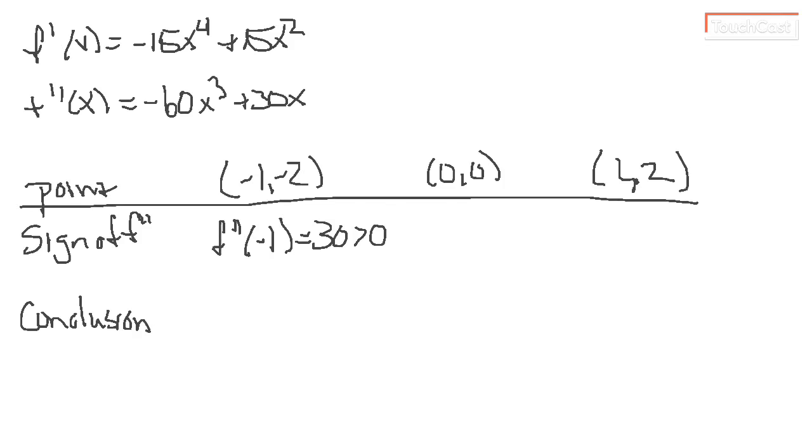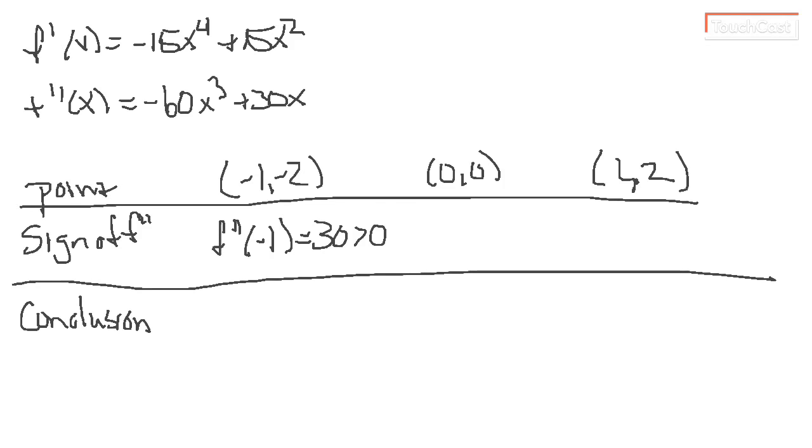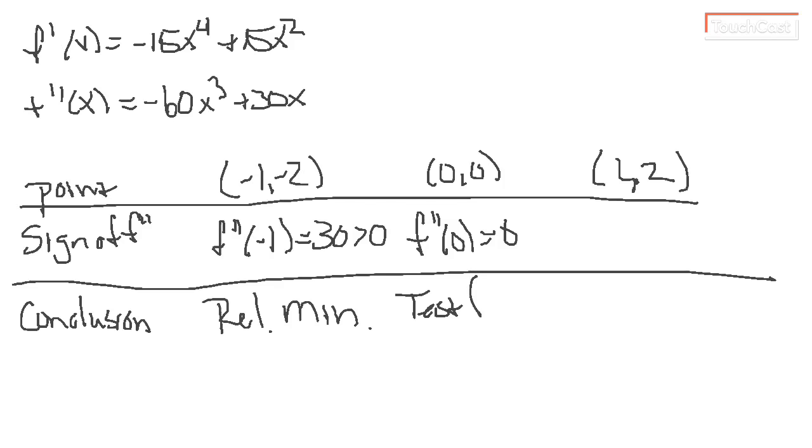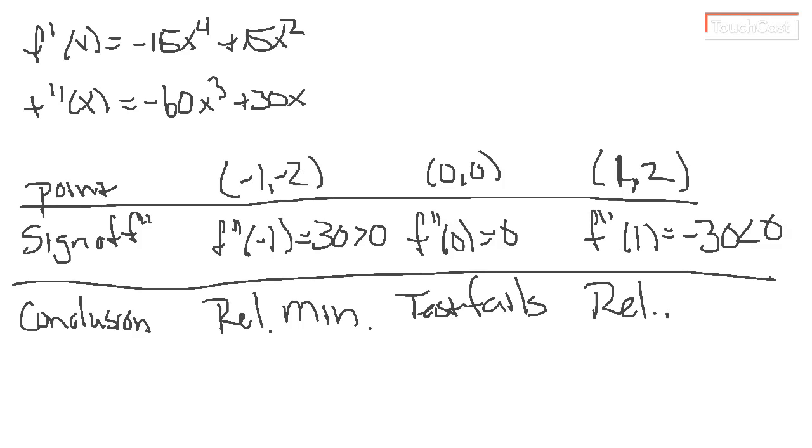So my third row is going to be a conclusion. The conclusion at the point -1, -2 is that we have a relative minimum. If I put 0 into my second derivative, it's going to equal 0, which means in this case the test fails. It's not a min or a max. And then if we find our second derivative at 1, we put it in, we're going to find that we get back -30, which is less than 0, which means at the point 1, 2, we have a relative maximum.